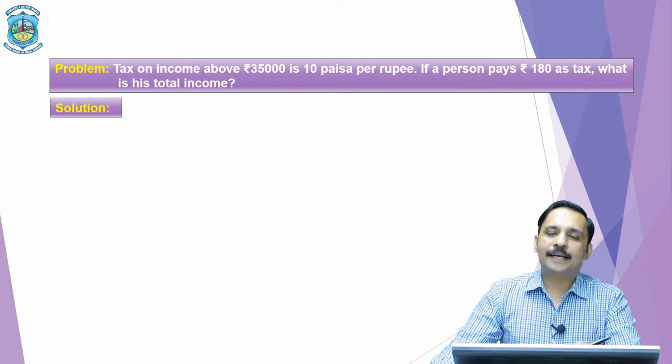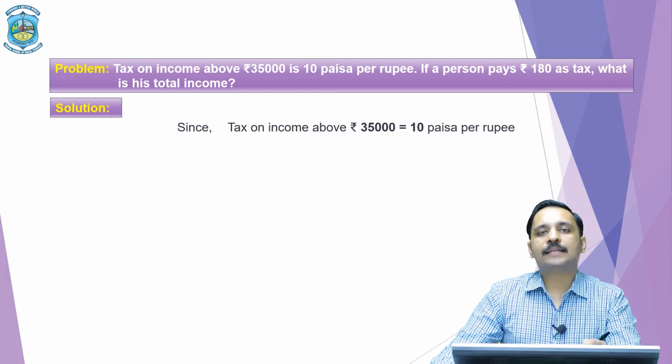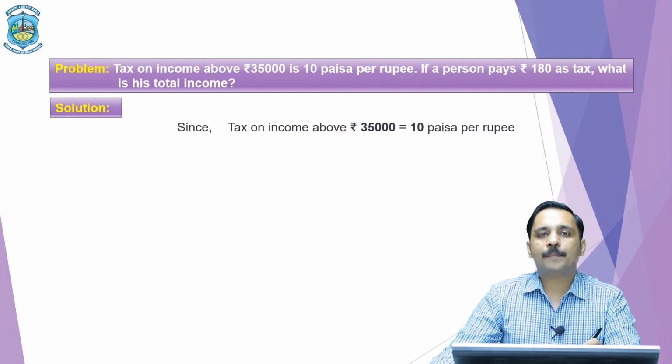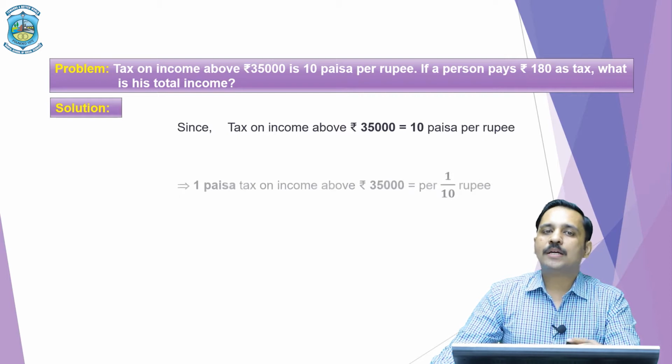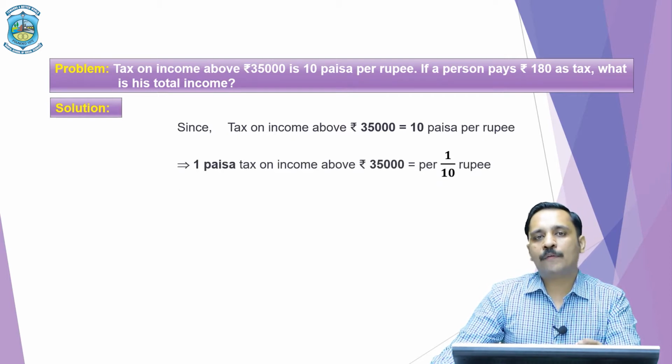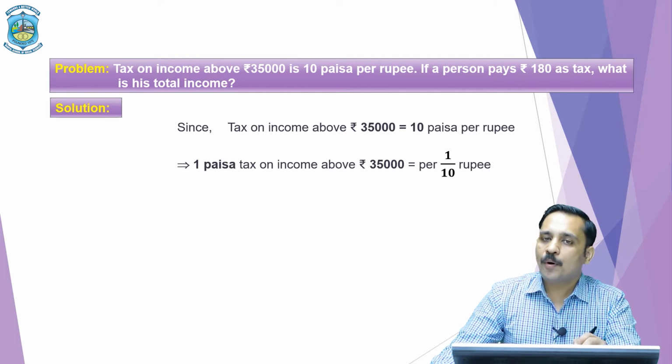Next question. Tax on income above rupees 35,000 is 10 paisa per rupee. If a person pays rupees 180 as tax, what is his total income? Since it is given that tax on income above rupees 35,000 is 10 paisa per rupee, in terms of rupees, it is 1 upon 10 per rupee.